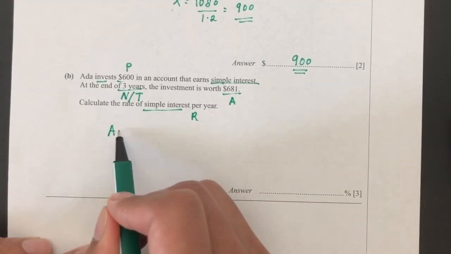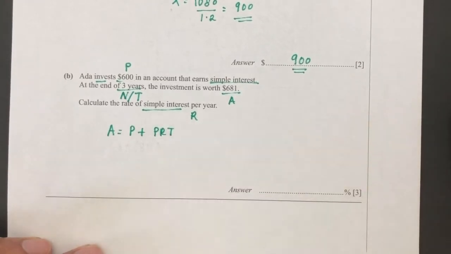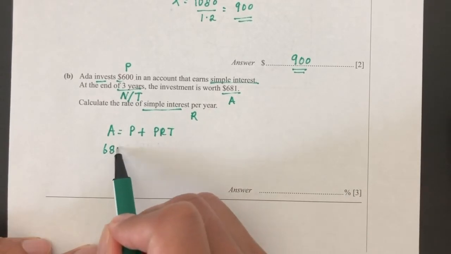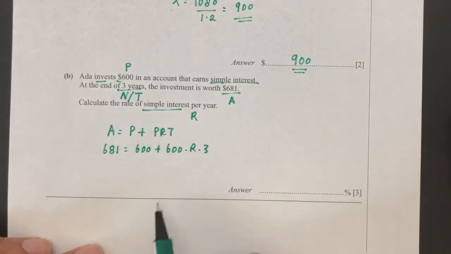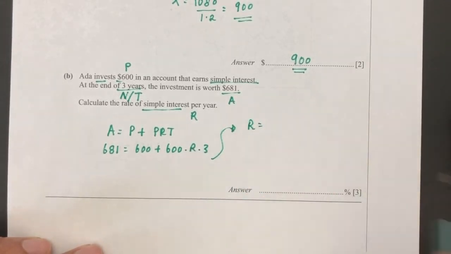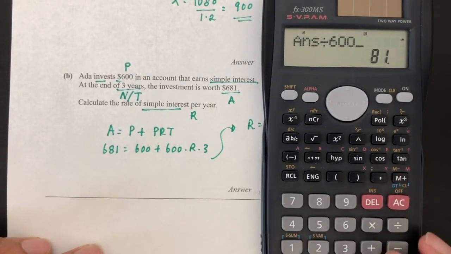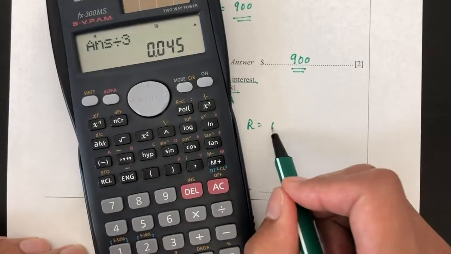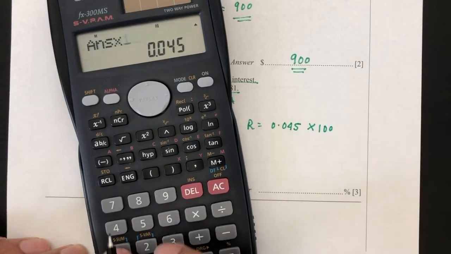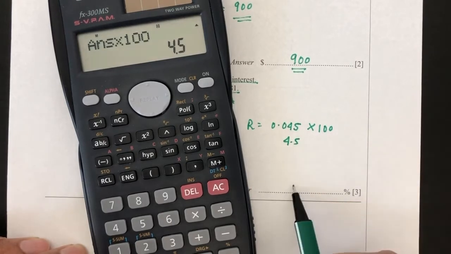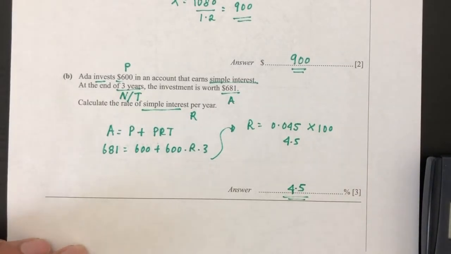So as we know, amount is equal to P plus I, where I is PRT. So we have to find the value of R. A is this, P is 600 plus 600 times R times T. So from this, the value of R will be equal to 681 minus 600 divided by 600 divided by 3. So R will be 0.045, but then you have to multiply by 100 for the percentage. That will be 4.5%. So 4.5% will be your rate for this simple interest. And that is question number 6.